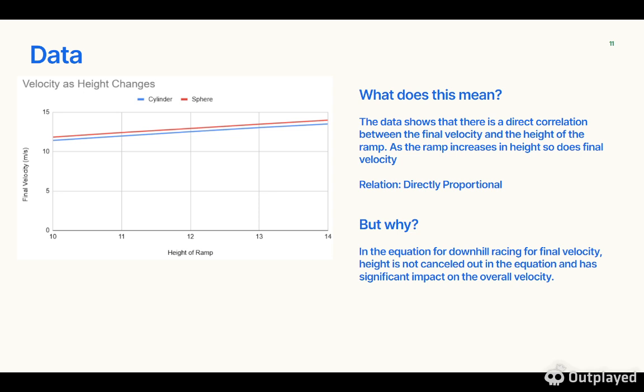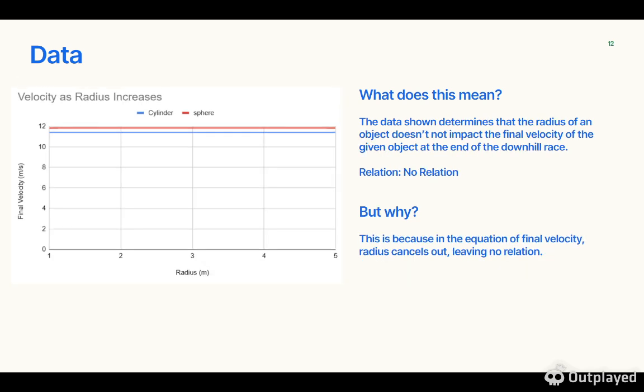This is as the height changes or the incline. You can see that they're both steadily increasing. What does this mean? The data shows that there is a direct correlation between the final velocity and the height of the ramp. As the ramp increases in height, so does the final velocity. The relation is directly proportional because as the height of the ramp increases, so does the final velocity. But why? In the equation for downhill racing for final velocity, height is not canceled out in the equation and has significant impact on the overall velocity.